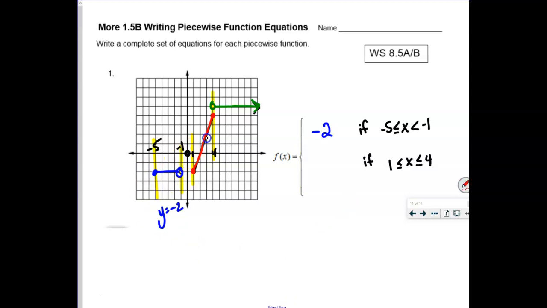So the red piece is a line. It's a piece of a line. And lines are in the form y equals mx plus b. So if you can figure out slope and you can figure out y-intercept, you should be able to give me the equation. And I don't want you actually calculating anything. You should just be using your graph.